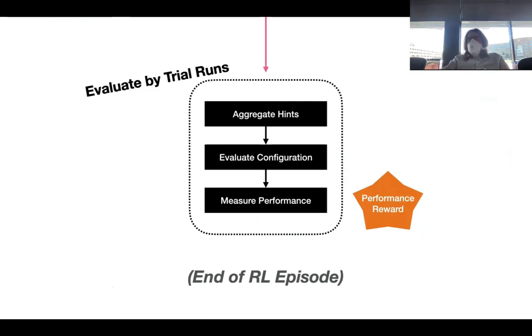So we evaluate those parameter settings by trial runs, which first of all means we have to aggregate the different hints which might be conflicting about the same parameter into one specific value that we want to try out for that parameter. Then we measure the performance that we're getting on the user-provided input workload. And from that, we derive a performance reward, which could be based, for instance, on the number of transactions processed per second or on the amount of time saved compared to the default configuration.